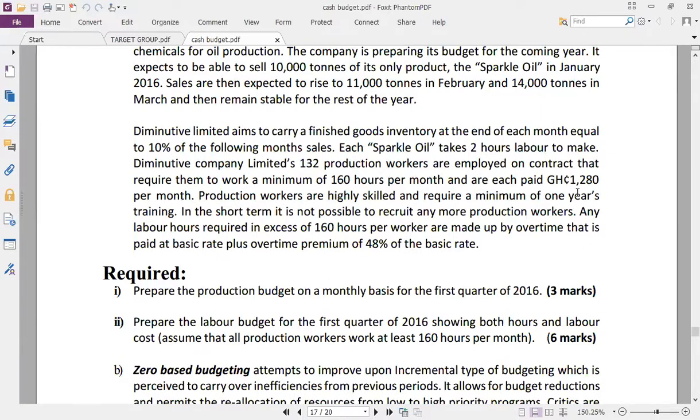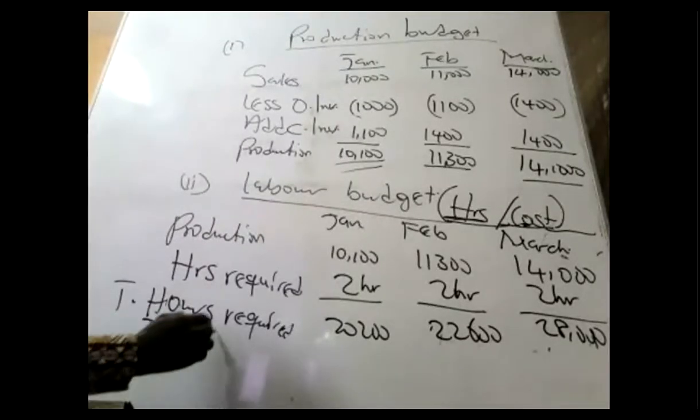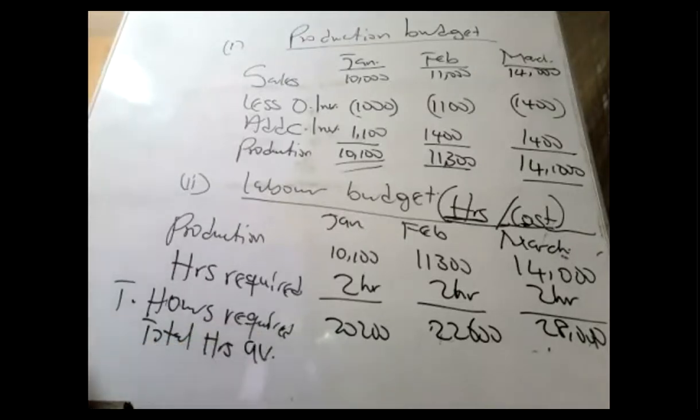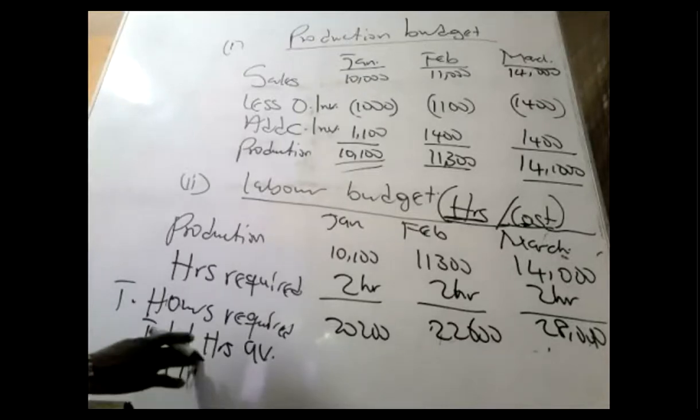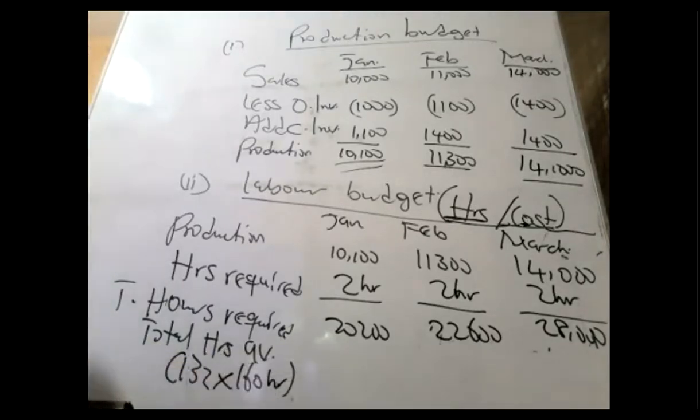So we can calculate the rate per hour. So if they are paid 1,280 per month and they work for 160 hours per month, so that means 160 hours is going for 1,280. What's the rate per hour? We can work it out by ourselves. Have you got it? Good. So now tell me the total hours available. So right here, total hours available. Good. So total hours available will be, each month they have 132 production workers by 160 hours minimum work. That's the hours available. Now let's continue reading the question.